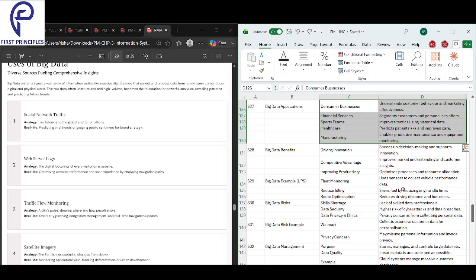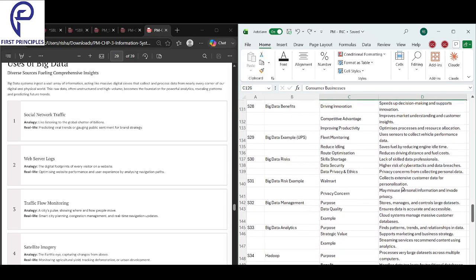Consumer businesses understand customer behavior. Financial services segments the customers, then personalizes the offers sent out to each of them. Sports teams improve the tactics. Healthcare predicts patient risks, and manufacturing enables predictive maintenance and equipment monitoring. That is big data application. Next, we'll look into big data benefits.